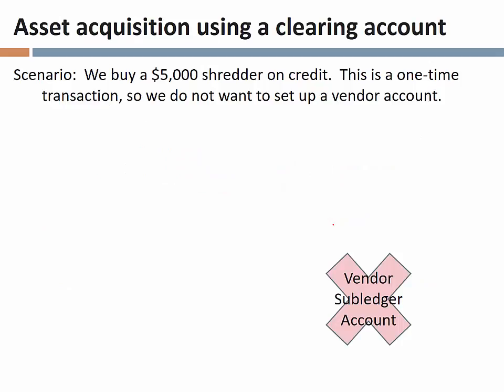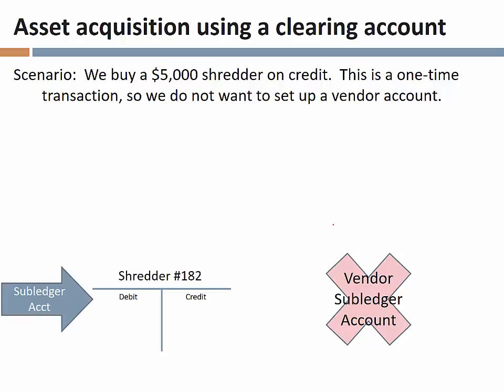So how does this work? The whole point of this is we're going to buy a $5,000 shredder on credit. But this is a one-time transaction, and I do not want to take the time to set up a vendor account. So I can, at my option, elect not to do so and instead use a clearing account. Now, the danger here is I have to make sure I don't forget to pay this bill. And this is probably not something I want to use with great frequency, because normally I'd want to be able to profile my vendor and track their performance and so on.